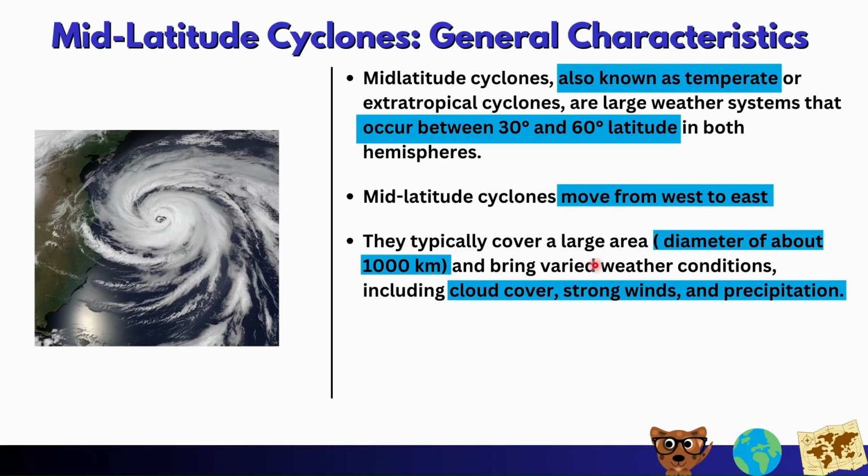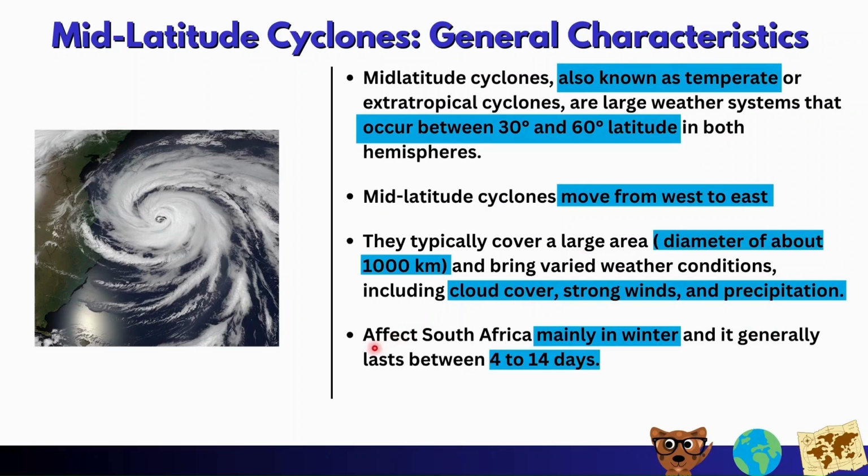Now at this point we'll go through two very important pieces of information, right? They typically cover a large area, a diameter of about 1,000 kilometers, and bring varied weather conditions including cloud cover, strong winds, and precipitation. So they're talking about the diameter, which will be 1,000 kilometers, and the weather conditions associated with mid-latitude cyclones.